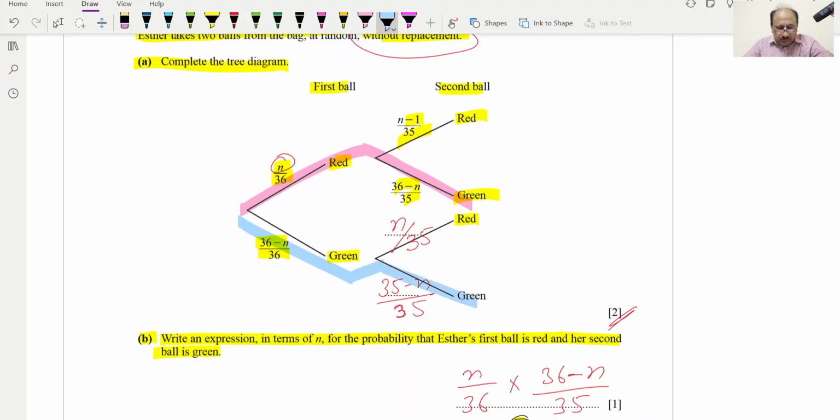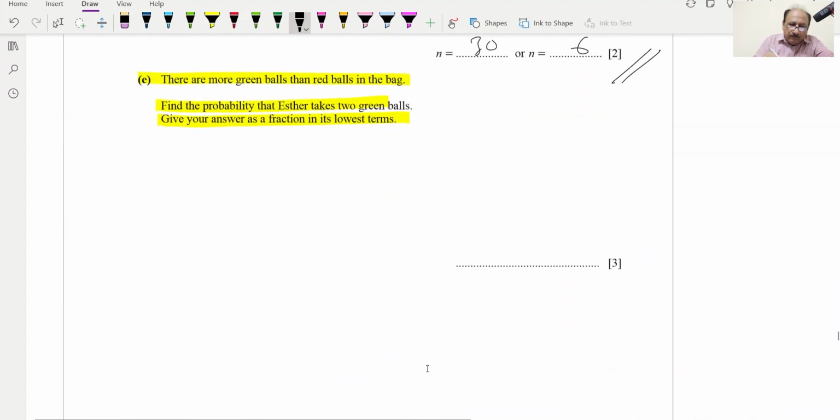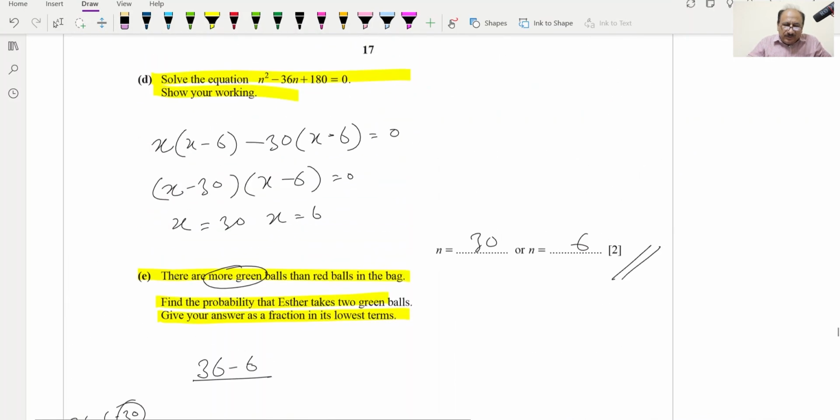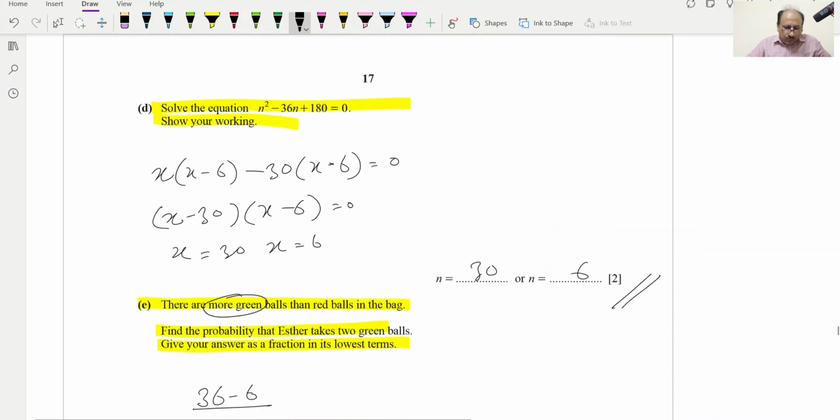So 36 minus, we can take the bigger ball, basically more are green, so first will be 36 and 6. Why? Because they are saying that there are more green, so it means 30 are green, so we can write 36 minus 6, which will give us 30. So basically we are writing 36 minus 6, it means we are writing 30. So in other words, we are replacing n is equal to 6. Hopefully you understood this point.